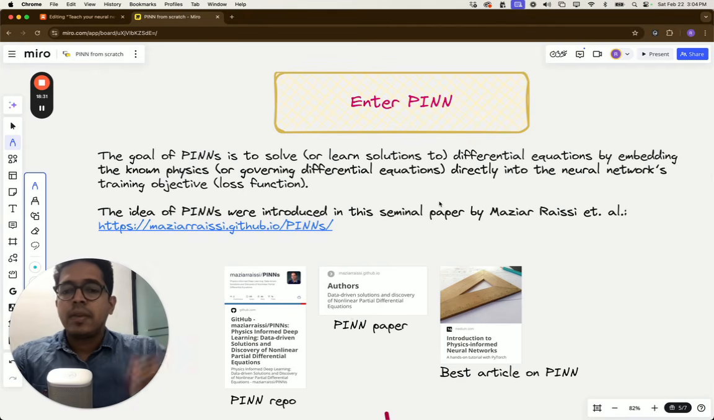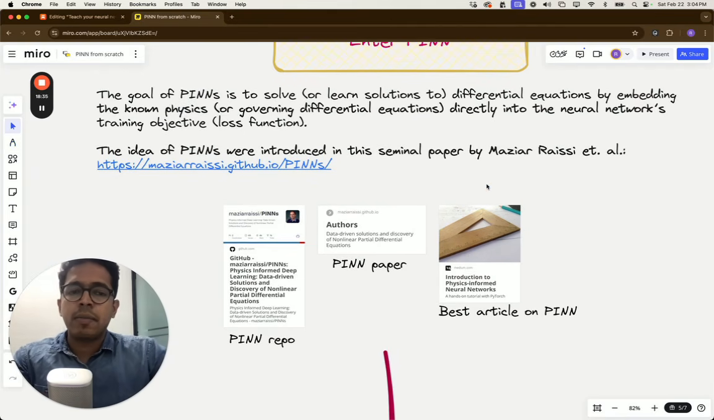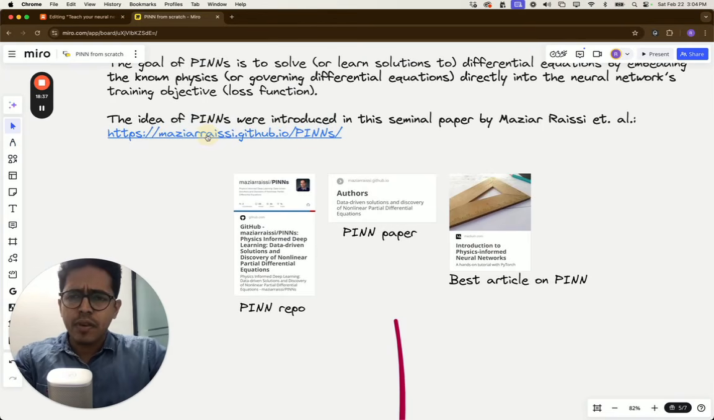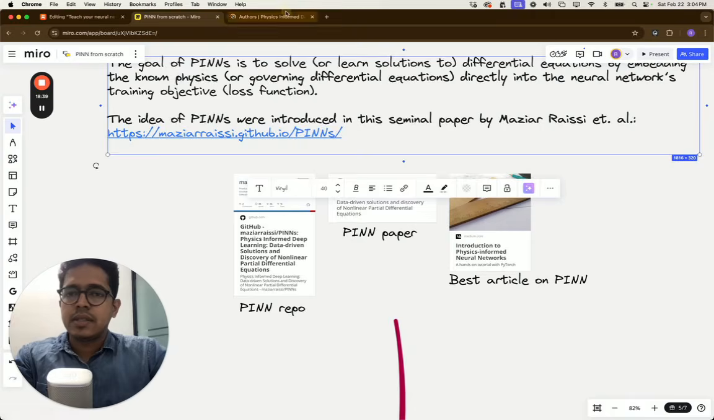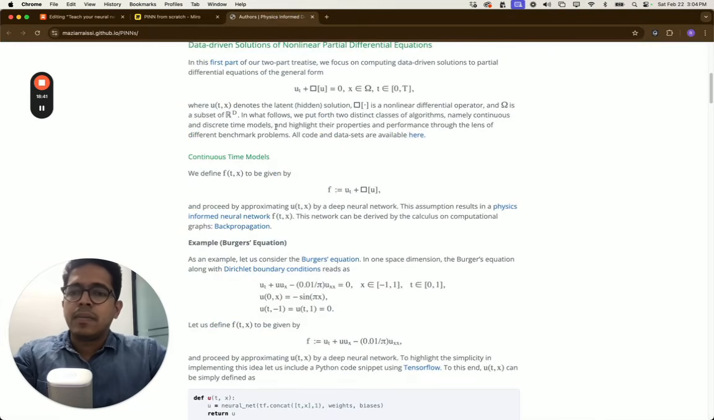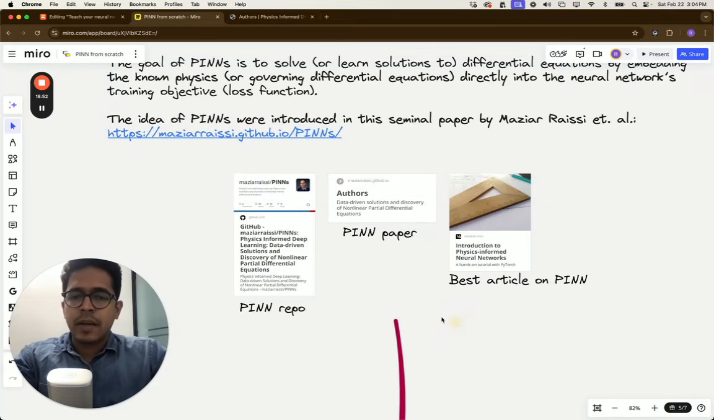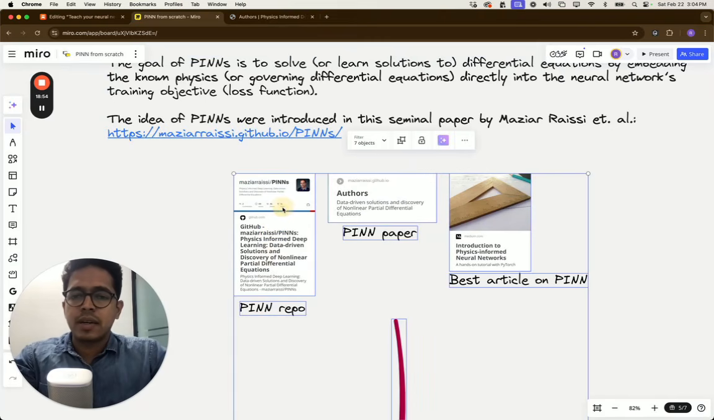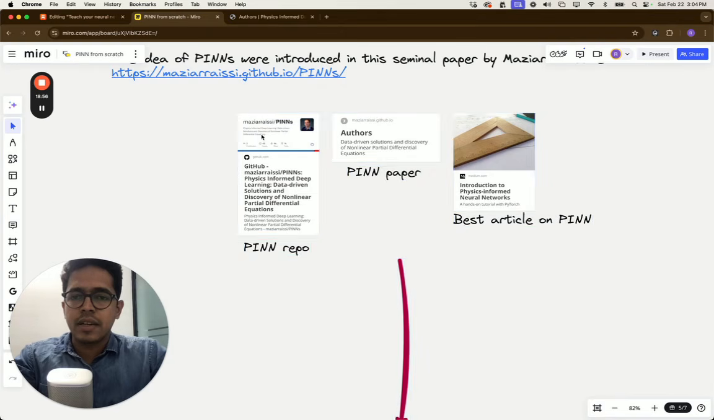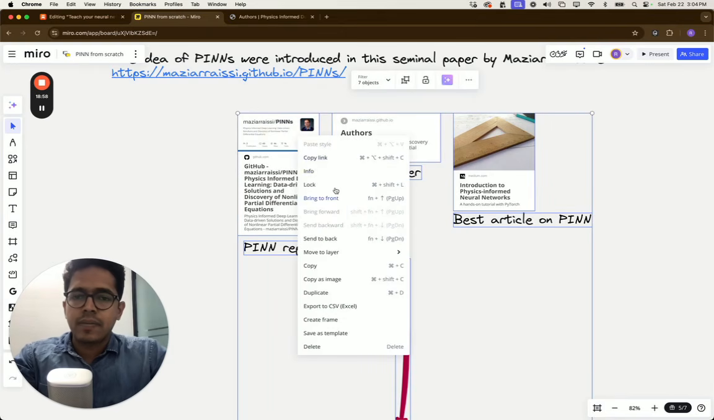The idea of PINN was, for one of the first times, introduced in this seminal paper by Maziar Raissi. So this is their GitHub page. It's an amazing paper. If I remember correctly, it is cited more than 5,000 times. There are other papers also which came. This was a highly celebrated paper, and it also has a famous GitHub repository associated with it. Let's check.